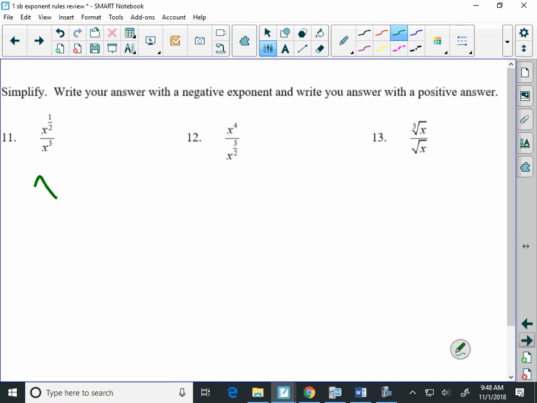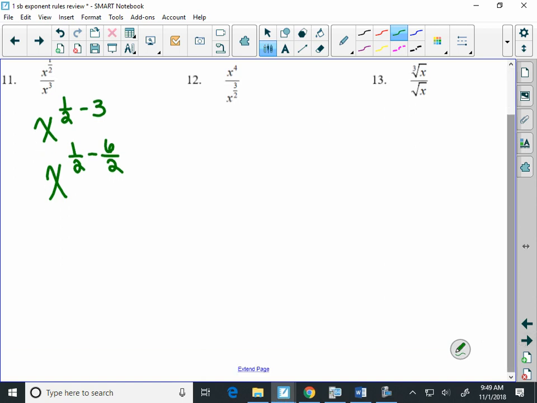When we divide, that means that we subtract exponents. So one of the issues for people is that we do have fractions here, but 1/2 minus 3, you can type it in your calculator. You can find a common denominator, and 6/2 is the same thing as 3. Well, 1/2 minus 6/2 gives us x to the negative 5/2.